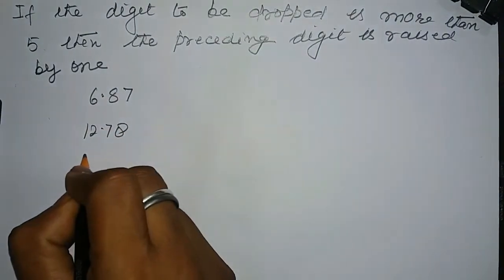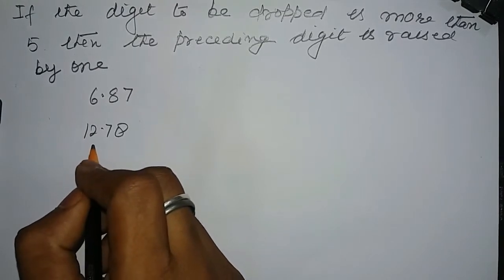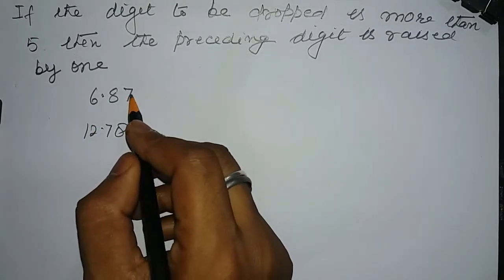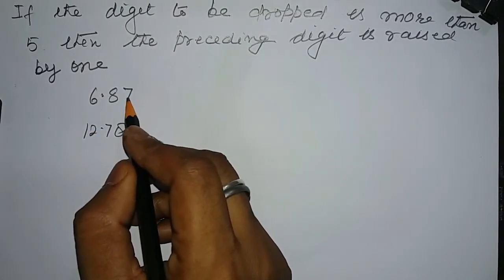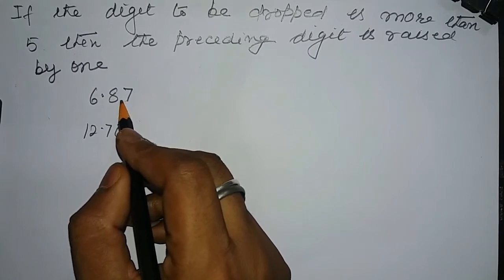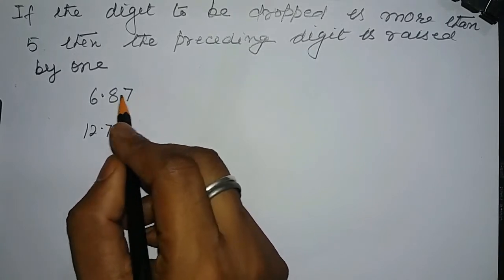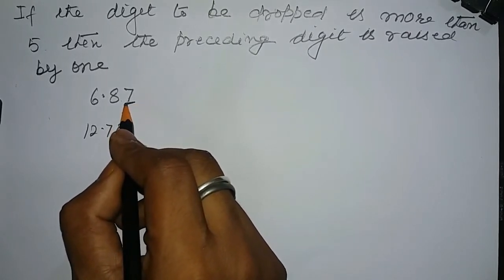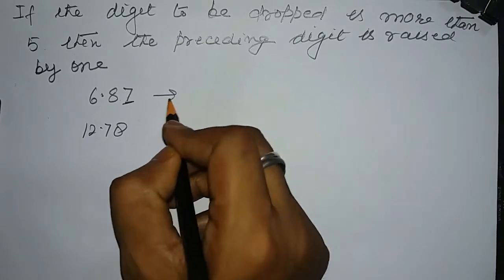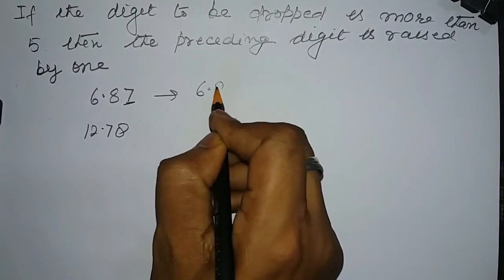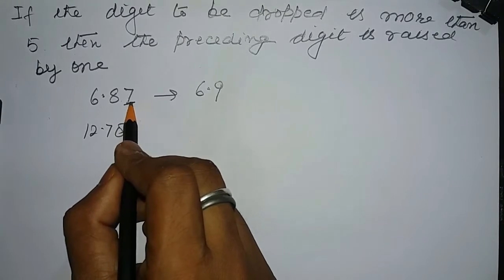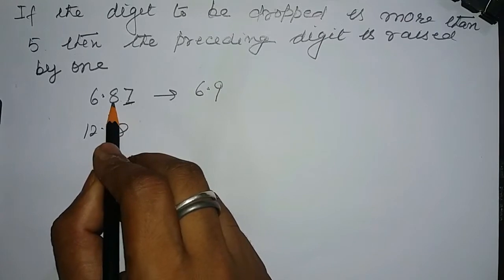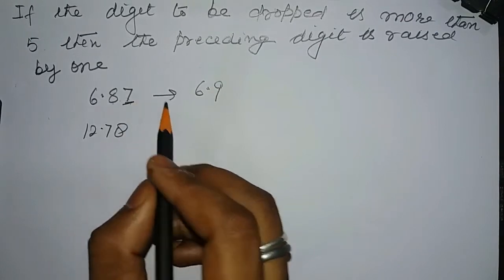12.78, and I have to round off in two significant figures. So in that case what will happen? In two significant figures I have to drop 7, and your answer will be 6.9 because 7 is greater than 5, and when you are dropping a number greater than 5, then the preceding digit will be increased by 1 unit.